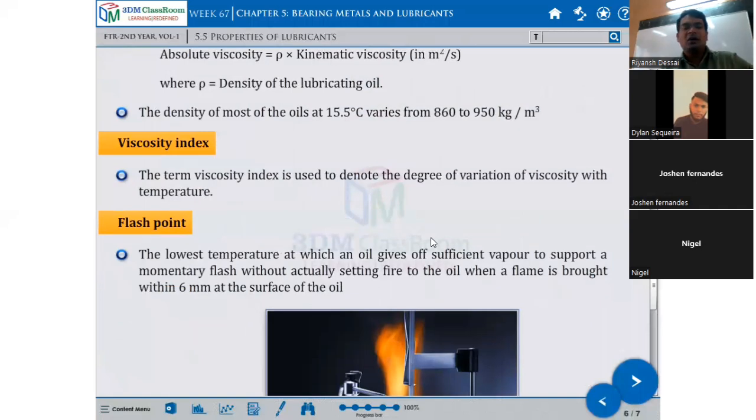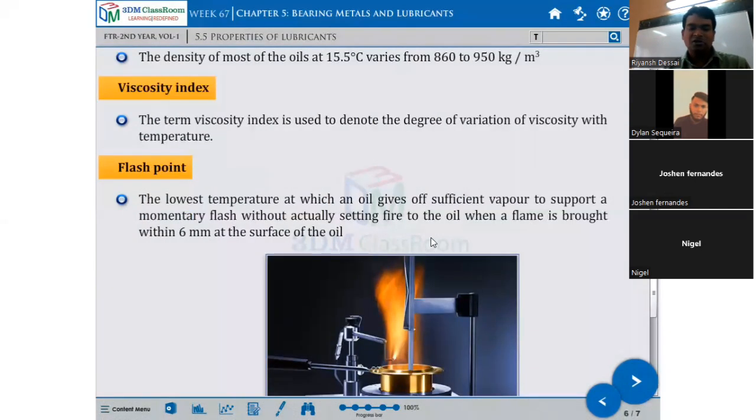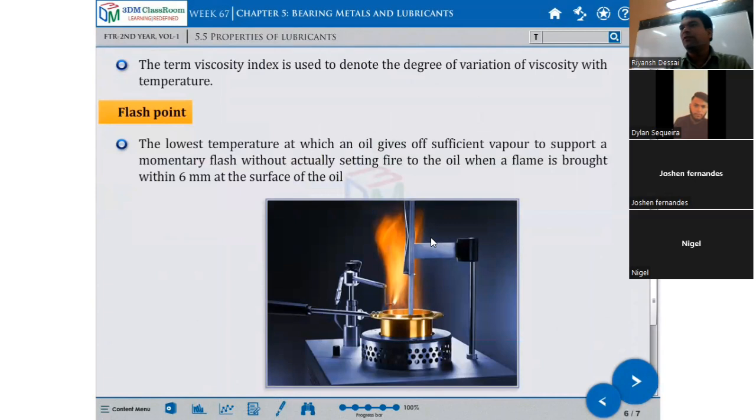Viscosity index. The viscosity index is used to denote the degree of variation of viscosity with temperature. This is a lot of theory. Next, the flash point. This is a property you should remember.